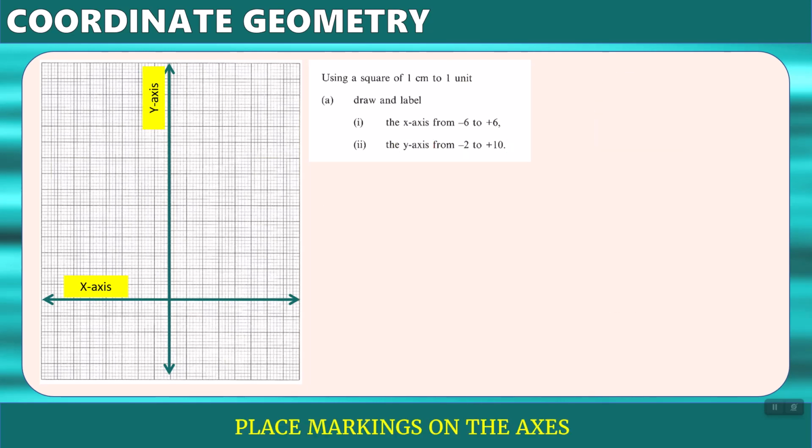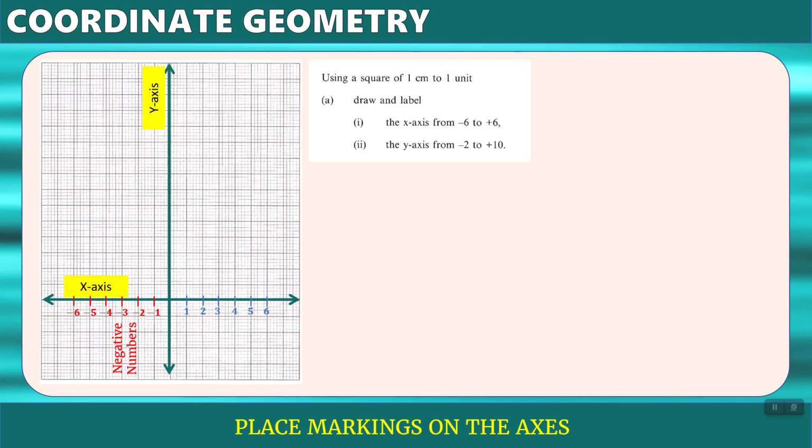We need to place markings first on the axes, and so we'll start with the x-axis. Anything to the left of the y-axis on the x-axis are negative numbers. And so we're going to put our markings in place. Anything to the right of the y-axis on the x-axis, those are the positive numbers, and we'll put our markings in place. And so we start -1, -2 going in this direction all the way to -6. And then on the positive side, we start with 1, 2, and all the way to 6. Each one of those markings is a centimeter.